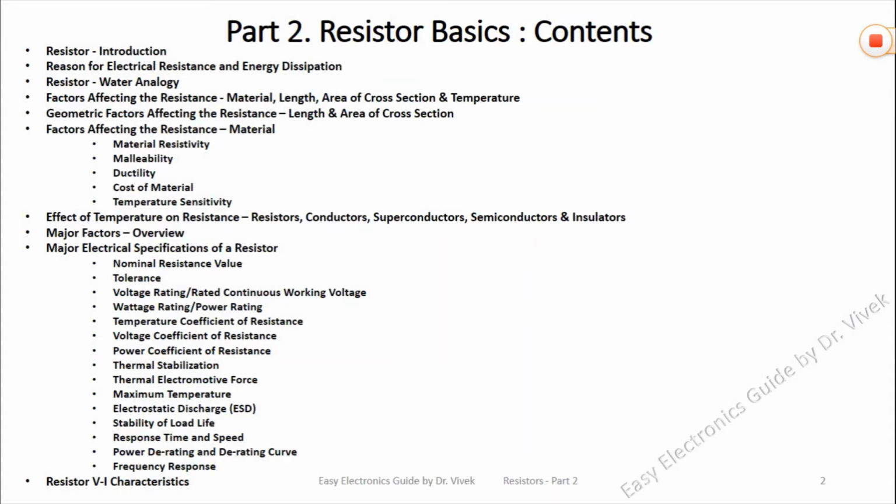The topics for discussion in part 2 are: introduction to resistors, reason for electrical resistance and energy dissipation, the water analogy of resistor, factors affecting the resistance, geometric factors affecting the resistance, material factors affecting the resistance, effect of temperature on resistance, major electrical specifications of a resistor, and resistor VI characteristics.